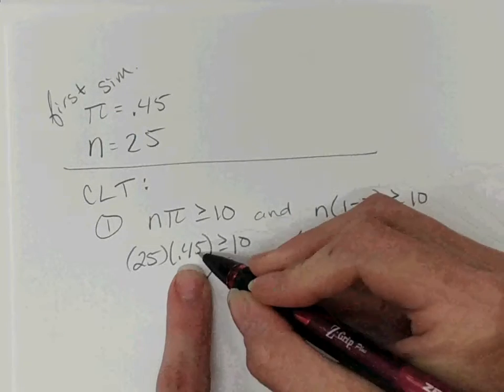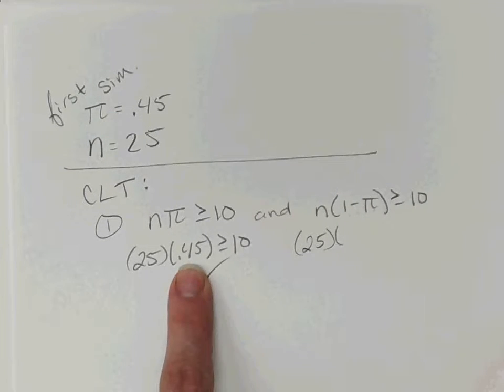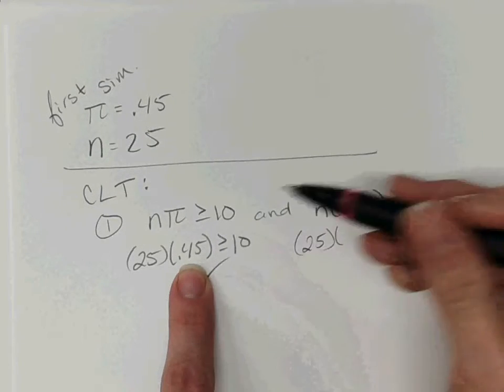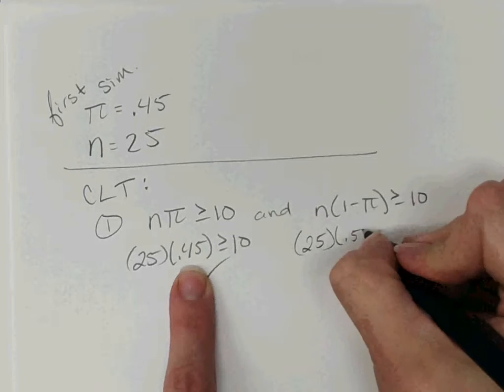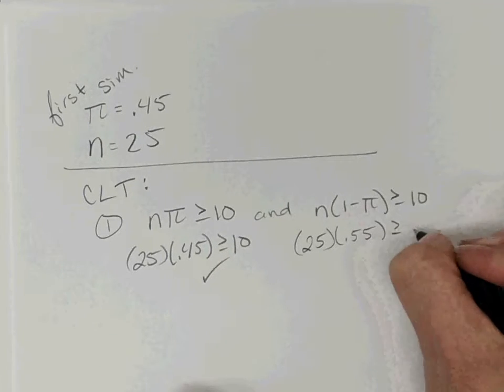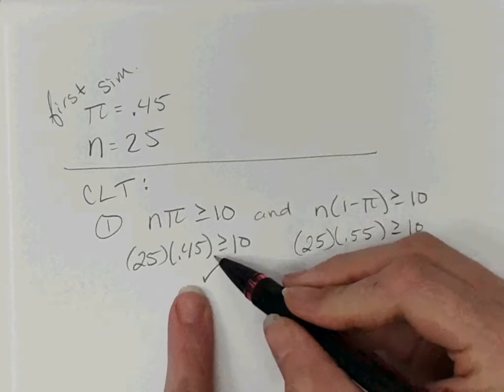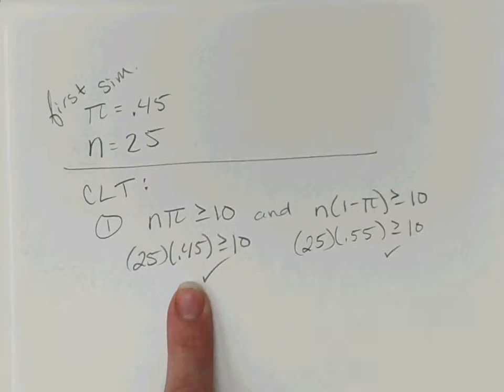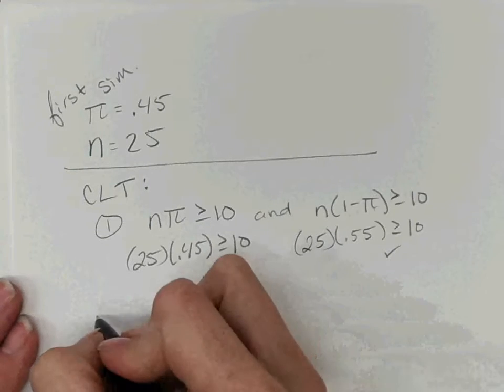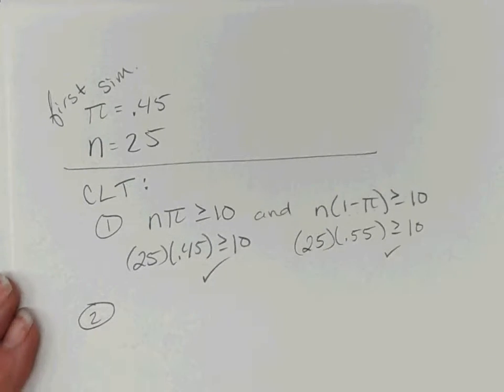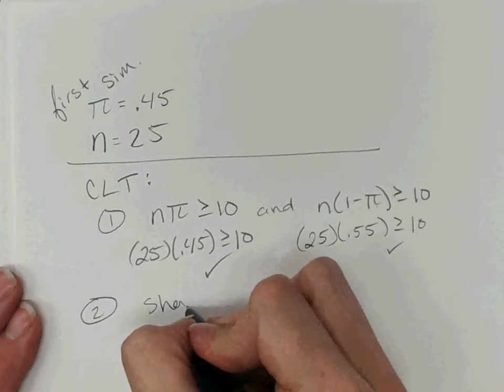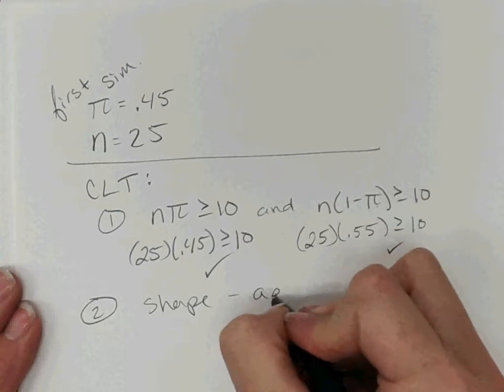So that's 1 minus 0.45. I like to do these in my head. I like to just think about percents. So 1 minus 45% gives me 55%. Is that greater than or equal to 10? Well, of course it is, because this smaller one is bigger than or equal to 10. Okay, so now the central limit theorem will tell me the shape is going to be approximately normal.